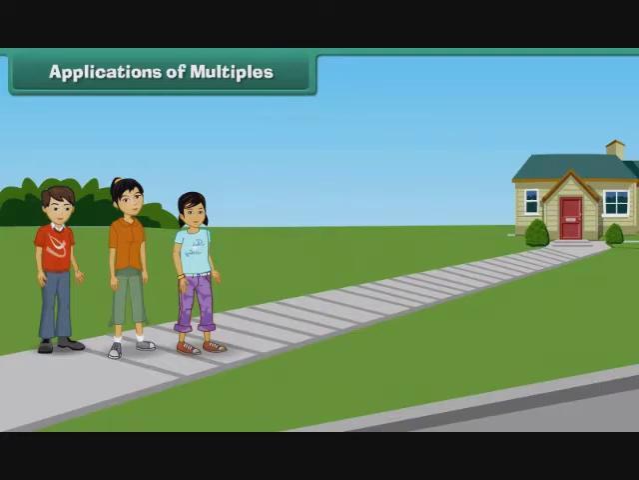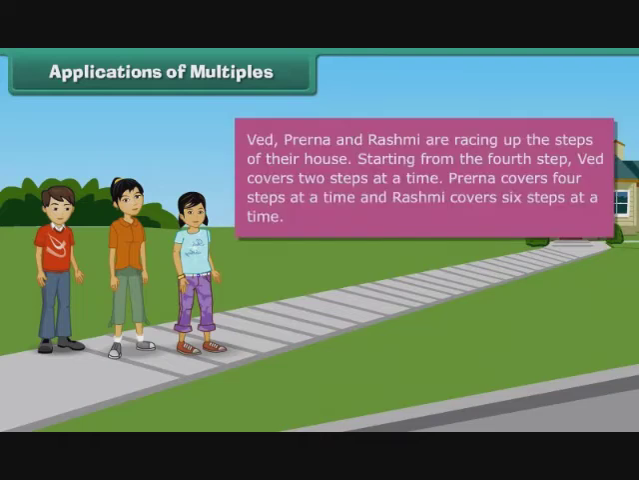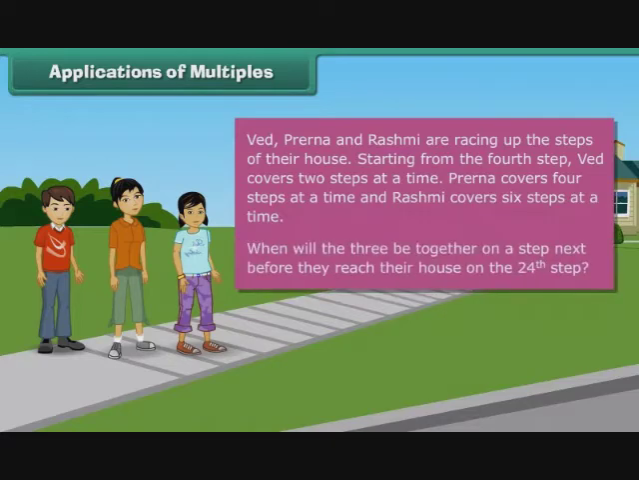Applications of multiples. Let us now apply the concept of multiples to some word problems. Ved, Prerna, and Rashmi are racing up the steps of their house. Starting from the fourth step, Ved covers 2 steps at a time. Prerna covers 4 steps at a time and Rashmi covers 6 steps at a time. When will the 3 be together on a step next before they reach their house on the 24th step?